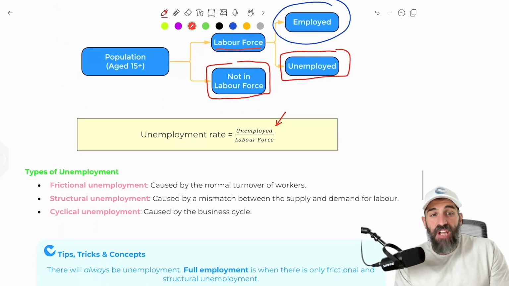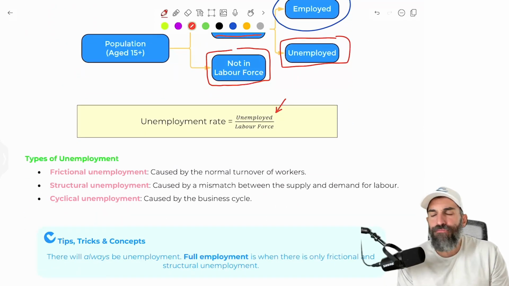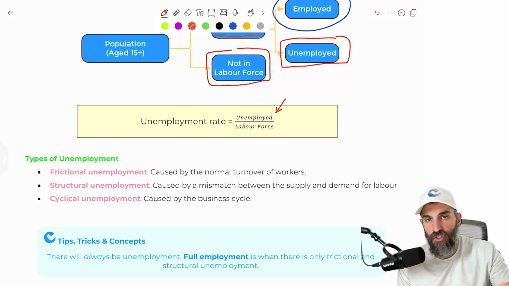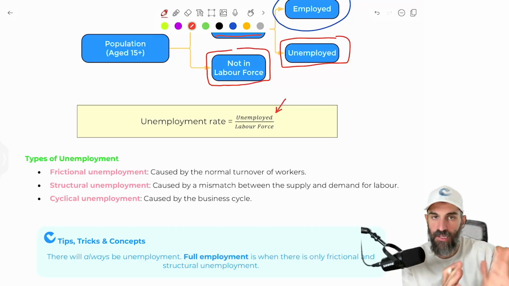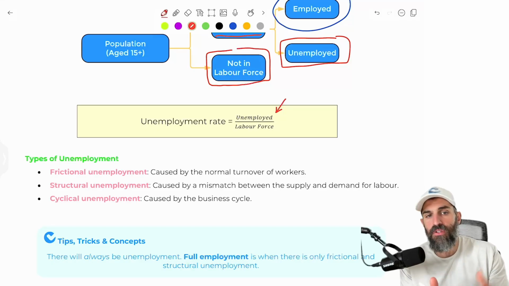Now, there are different types of unemployment, different reasons, if you will. The first one, frictional unemployment, is caused by irregular turnover of workers. Somebody who worked at a job, quit to go find a different job, or was laid off, and is looking for a different job. The period of time they spend between jobs, they're unemployed. We call that frictional unemployment. Structural unemployment is a little bit different.